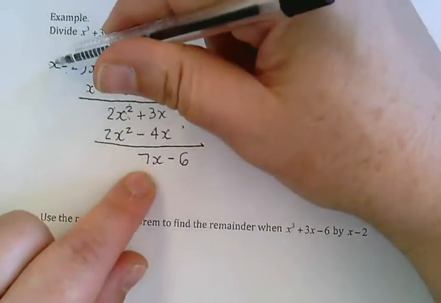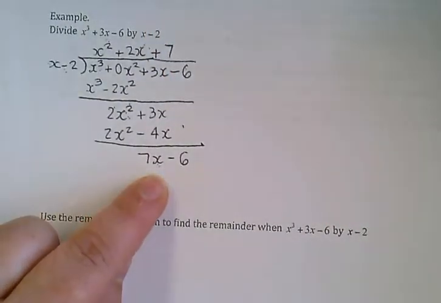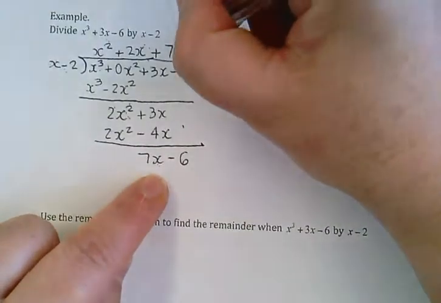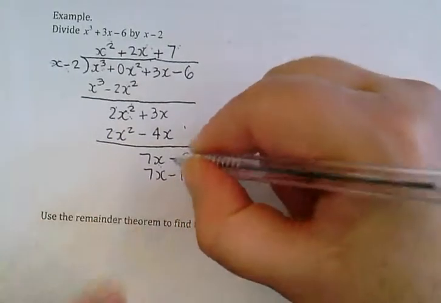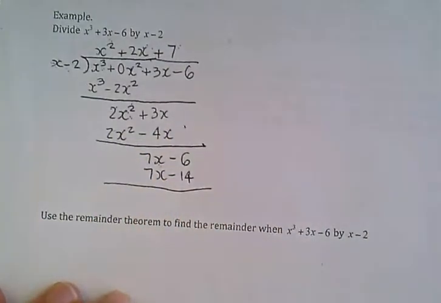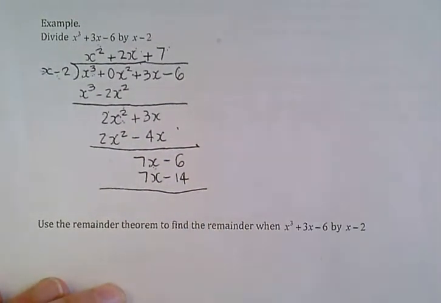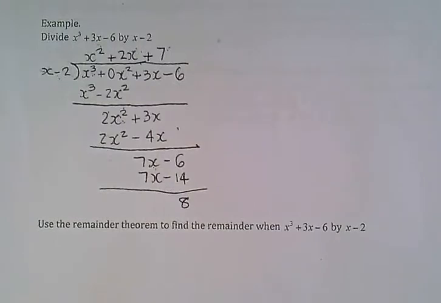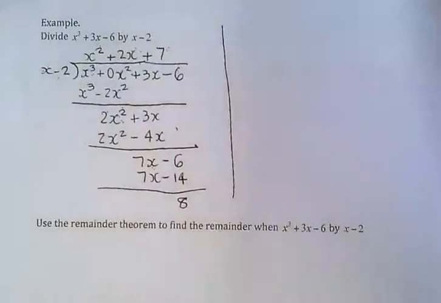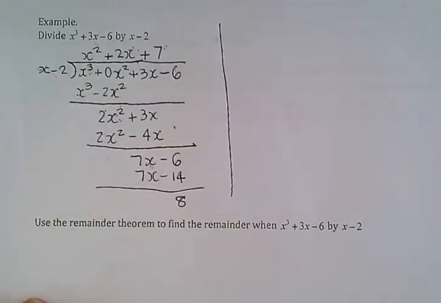So, 7x divided by x, or x into 7x, what do you get? Plus 7. 7 times x is 7x. 7 times negative 2 is negative 14. 7x minus 7x is 0. Be careful now. Negative 6 take away negative 14 is positive 8. That's your remainder. Your remainder is 8. Now, why are we doing this? To find the other factors. Therefore, I can say, now just watch what I'm going to do.